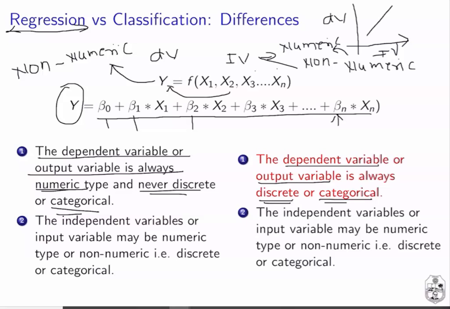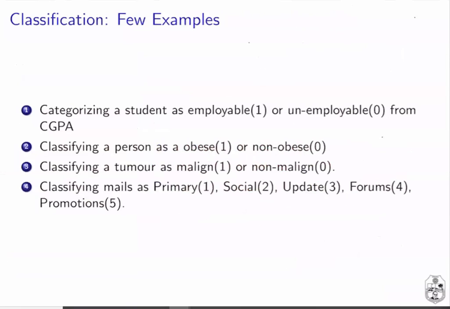In regression, the independent variables or input variables may be numeric or non-numeric. Similarly, in classification, the input variables may be numeric or non-numeric. For the independent variables, there is not much difference between regression and classification. But for the output variable, there is a major difference: in classification, the output variables are always qualitative, non-quantitative, or discrete.